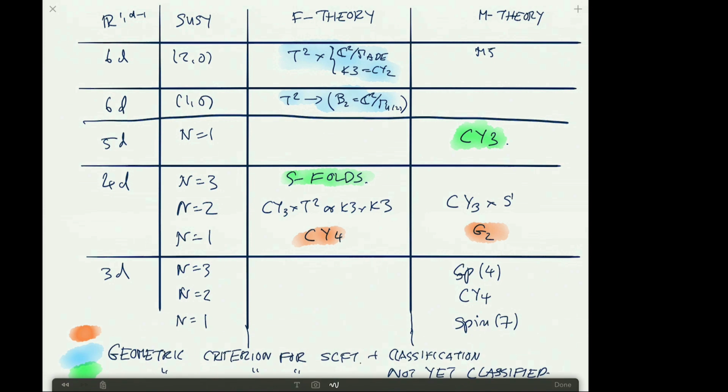So some basic tools known how to construct, but there's no geometric characterization of when this is a CFT.